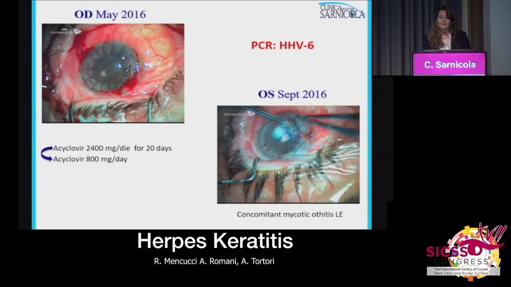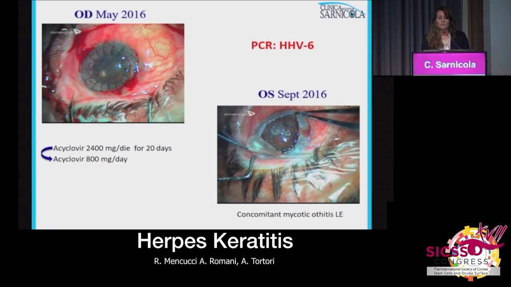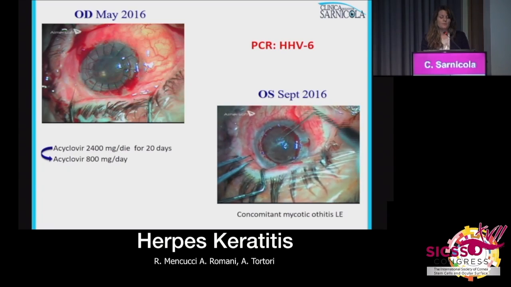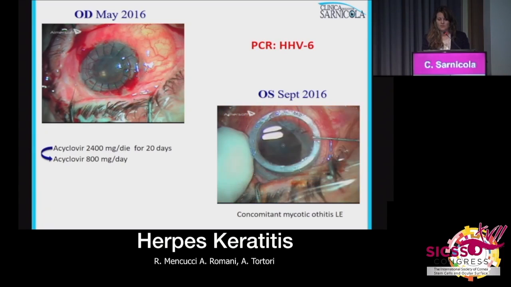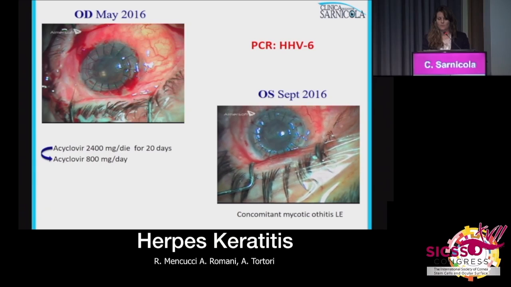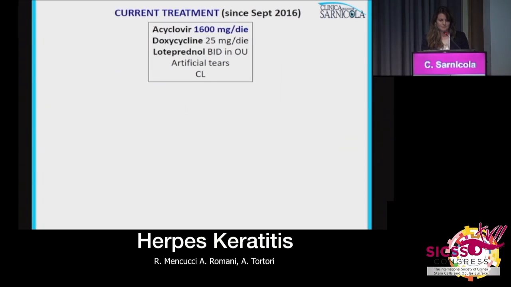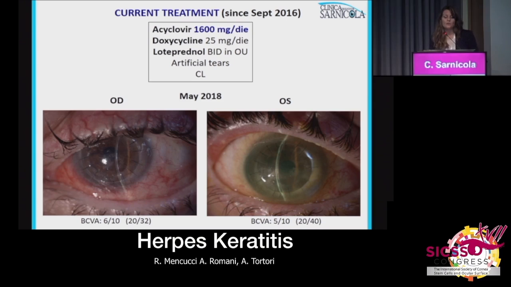A few months later, the patient presented with exactly the same issue in the fellow eye, and here there was a concomitant mycotic otitis. So we thought of a superinfection, and we replaced once again the flap, but only herpes 6 was positive. So the patient since September 2016 has been treated with a higher dosage of acyclovir, 1600 milligrams a day, because he is strongly immunodepressed. And now, in May, he came to us with a considerably improved clinical state.